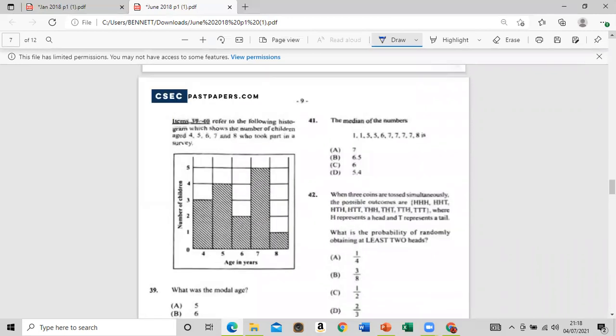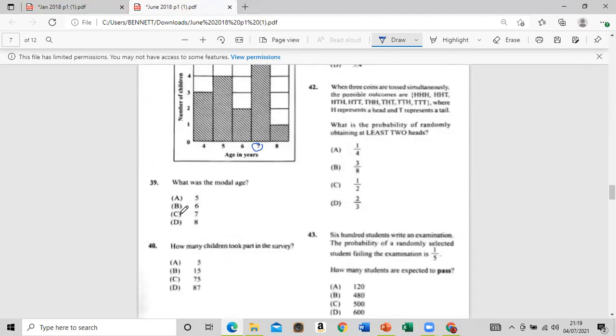Questions 39 and 40 refer to the following histogram, which shows the number of children aged 4 and 5 who took part in the survey. What is the modal age? The modal age would be the biggest one, right? So that's at age 7, right? We just go down to 7.